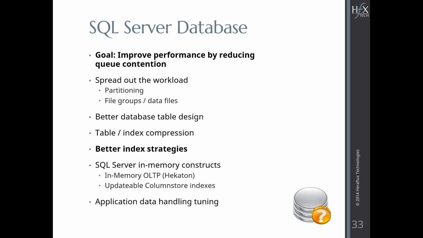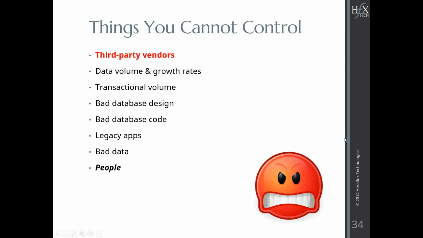I've also done a lot of work with something called updatable columnstore indexes, which are ways to make some reporting processes a lot quicker. But again, you shift that bottleneck from storage onto CPU and memory. They're faster. It's still a bottleneck. And then application data handling is another one. But it's hard because these are all things that are very, very hard for infrastructure guys and sometimes even DBAs. It's hard for them to control.